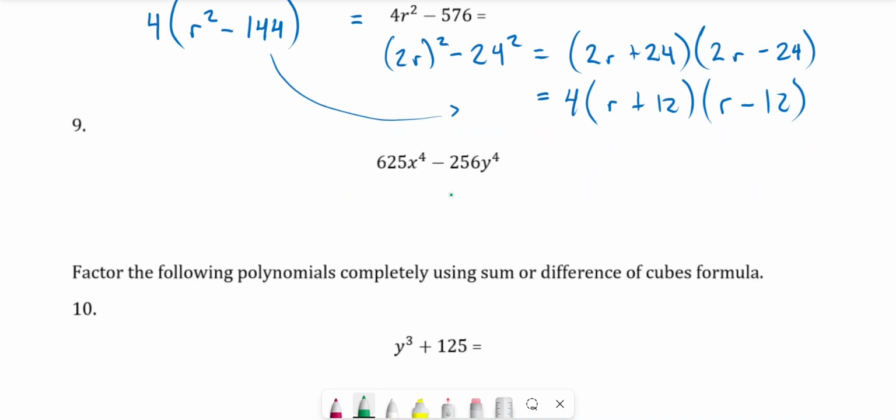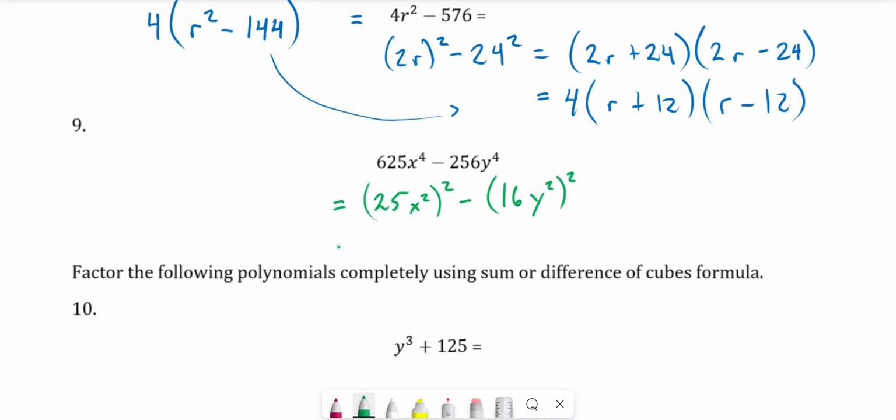Here we have another difference of squares. It is in fact a square. It is 25x squared squared. The square of a square will give me this 4th power. And this one here, this is actually 2 to the 8. So 2 to the 4, or 16, will square to give me 256. And y squared is what we're looking for here.